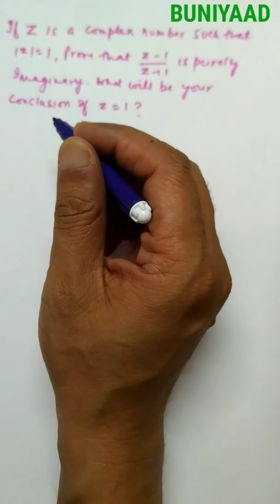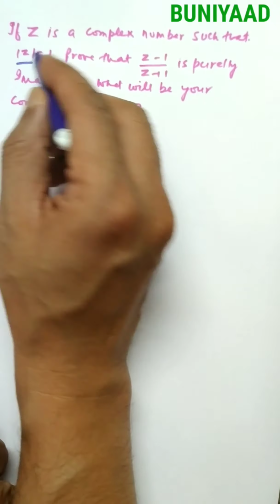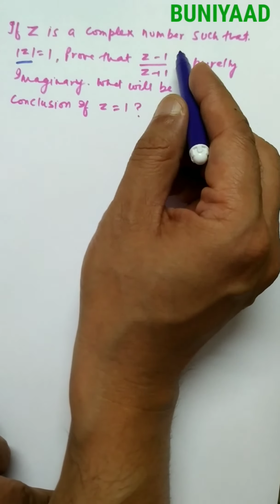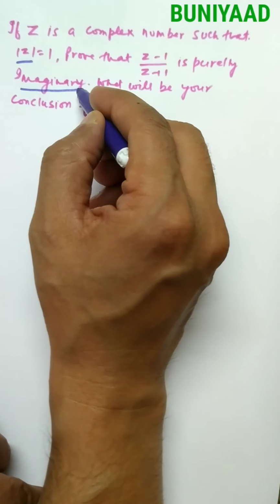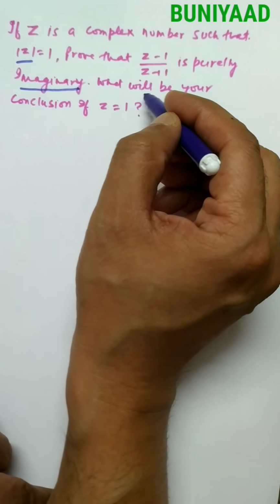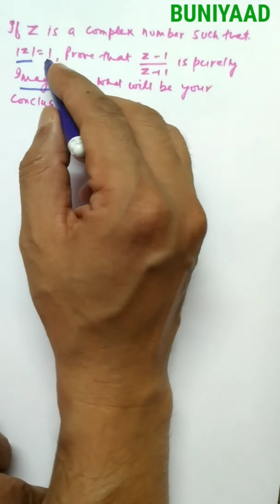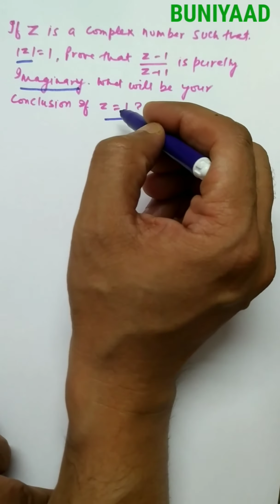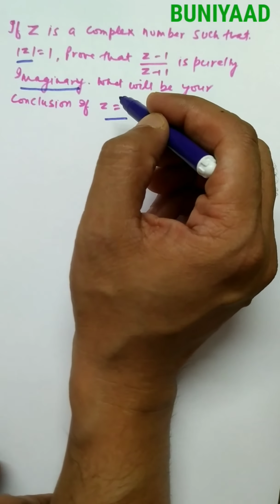If z is a complex number such that mod of z is 1, this is the first condition, mod of z is 1, prove that z minus 1 upon z plus 1 is purely imaginary. This is the first part you have to prove. Then the second part, what will be your conclusion if z is 1? The first case, if mod of z is 1. In the second case, z is 1. So you have to find both the parts, right?